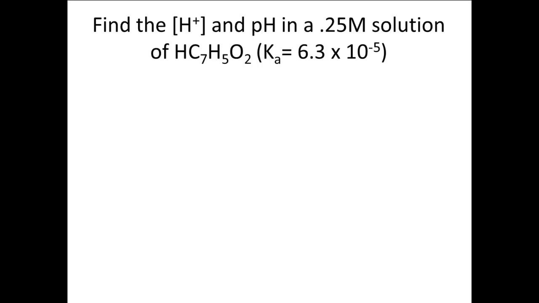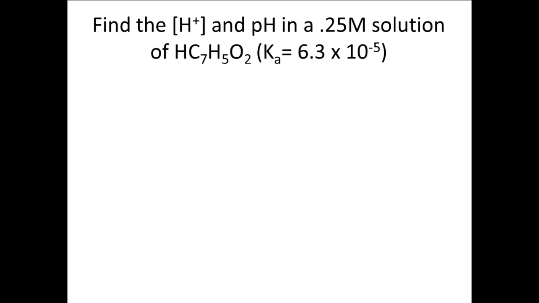So here's the problem. Find the concentration of H plus and the pH in a 0.25 molar solution of benzoic acid, HC7H5O2. Ka equals 6.3 times 10 to the minus fifth.